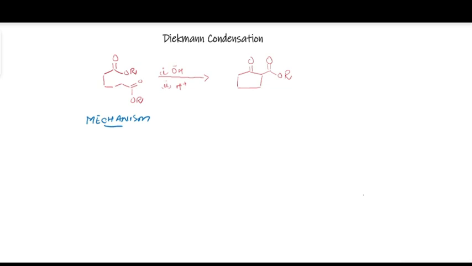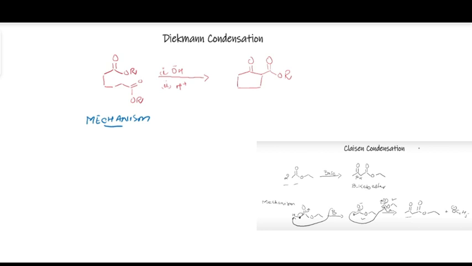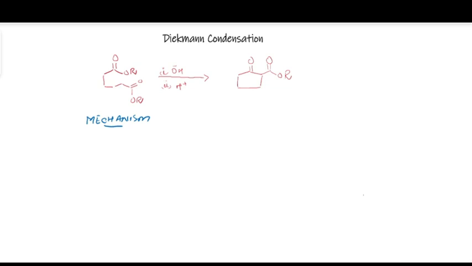But the difference in the products in both the reactions is that Claisen condensation leads to the formation of an open chain molecule, while a cyclic structure is obtained in Dieckmann condensation. Let's see how the ring forms through its mechanism. So we have this beta-keto ester, and it is treated with a base.